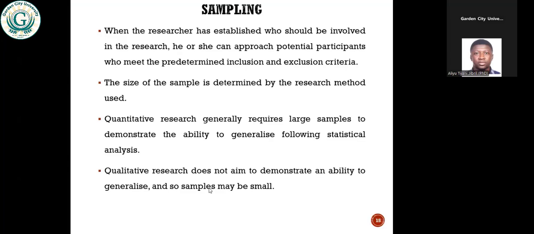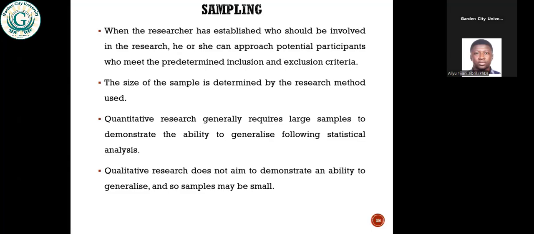Emmanuel Chumesi is asking, please, your slide doesn't move. Is it your slide? Yes, I have not moved the slide till now. Don't worry, I'll move it. I'm still explaining the sampling. All right, so okay, Idris is okay, sorry, yeah.